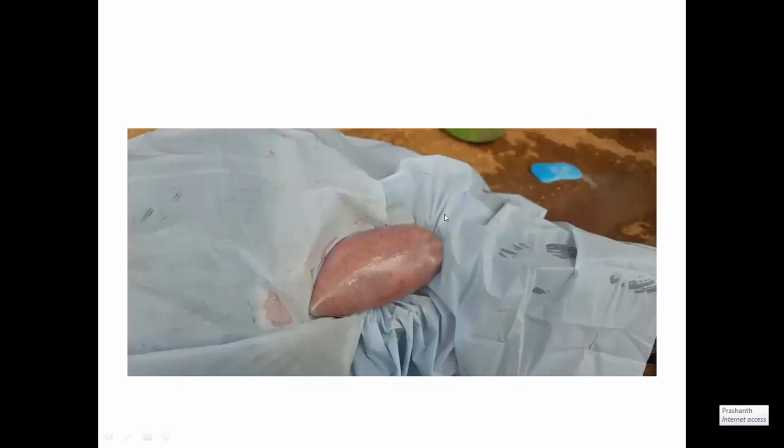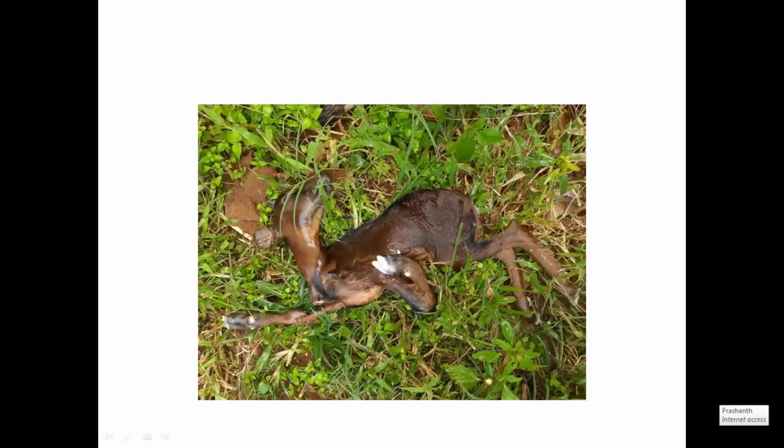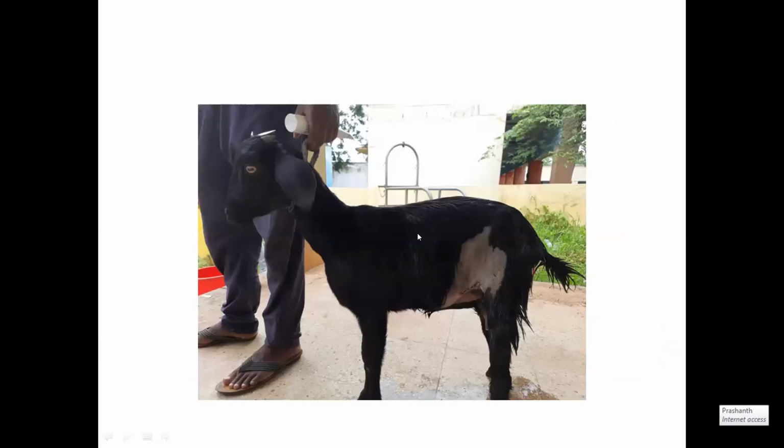I am showing different cases here. This is the main important procedure which will give more success even in large animals too. If we do this procedure, we will be very confident that the animal will survive. This is after suturing, after the pushing pattern. This is the fetus which was removed. And this is another case, where the incision was given above the flank fold.